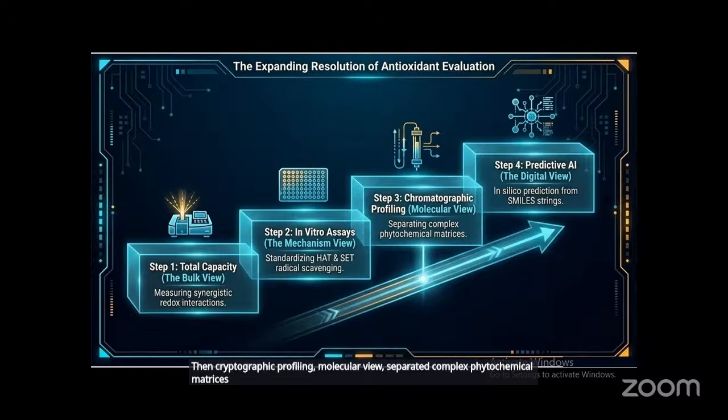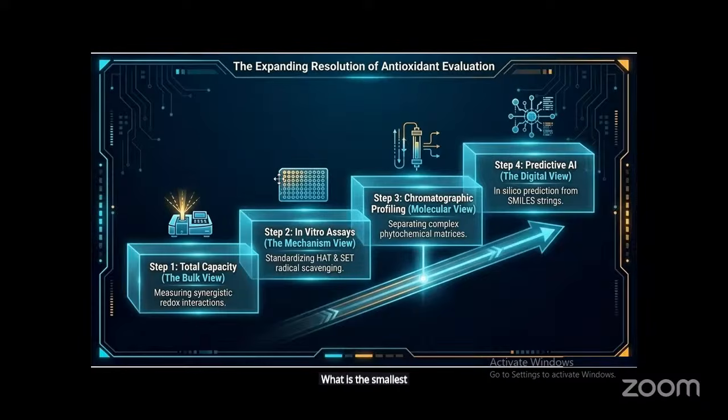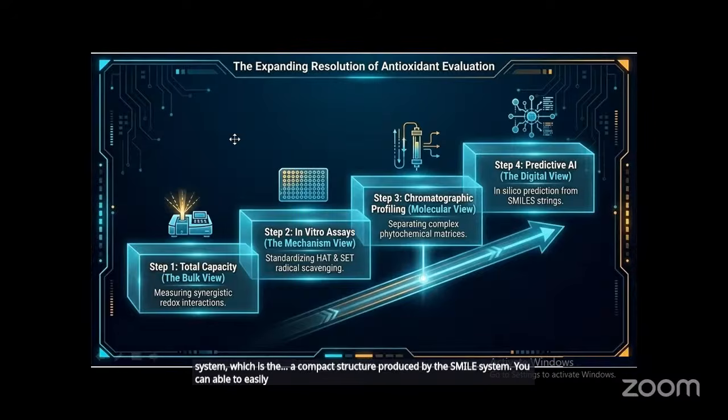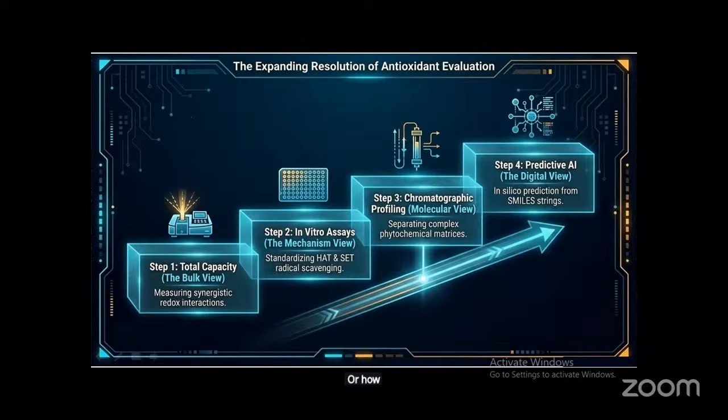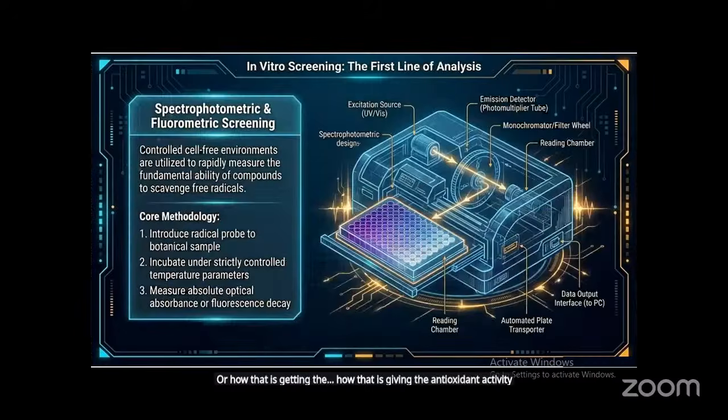On step four, using AI, you are able to predict by using software with SMILES strings. What are SMILES strings? It is the Simplified Molecular Input Line Entry System, in which compact structures are produced. We can easily understand which structures of the molecules are available in the given mixture of components and how that gives the antioxidant activity. Next slide, please.